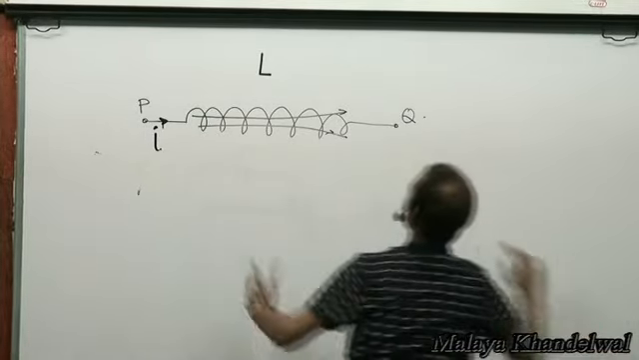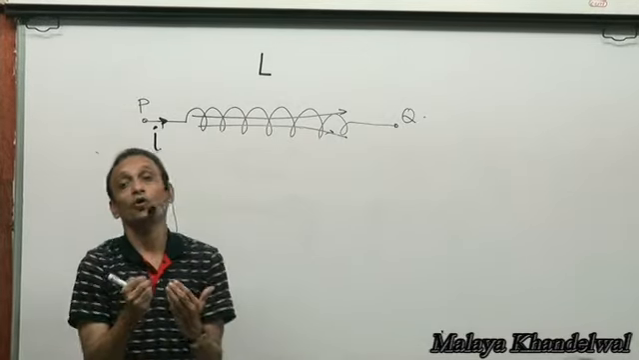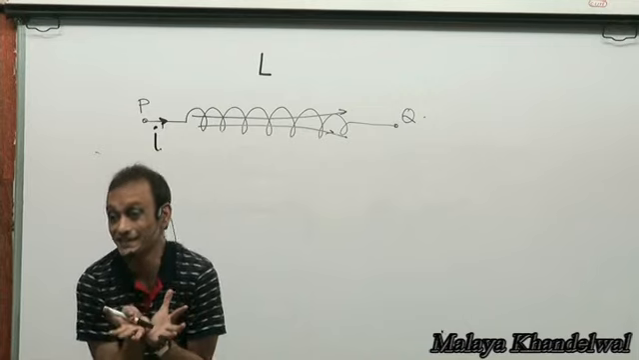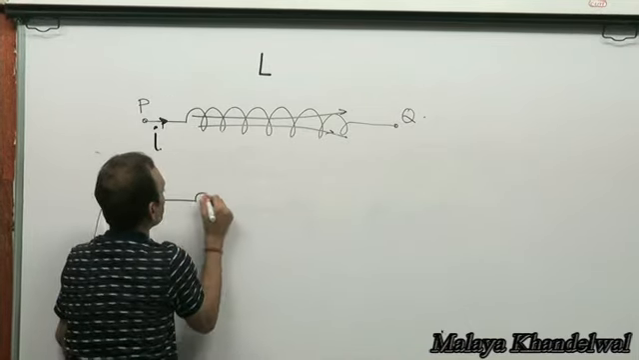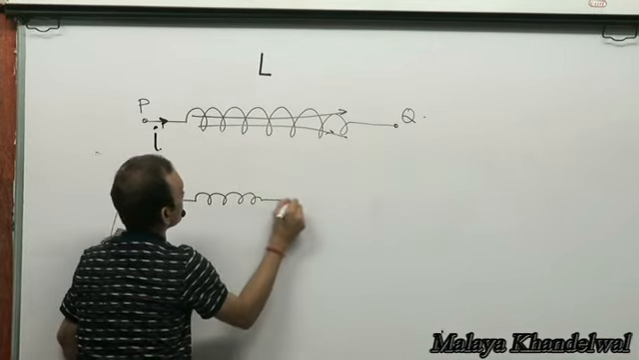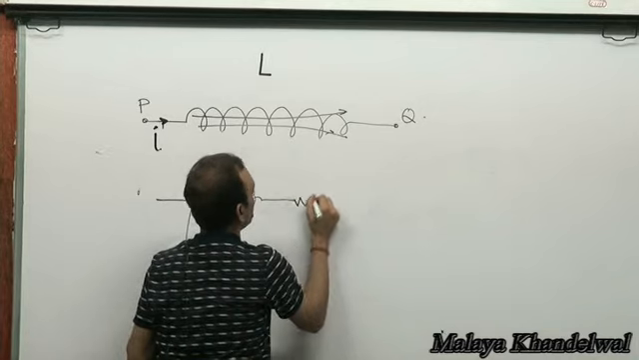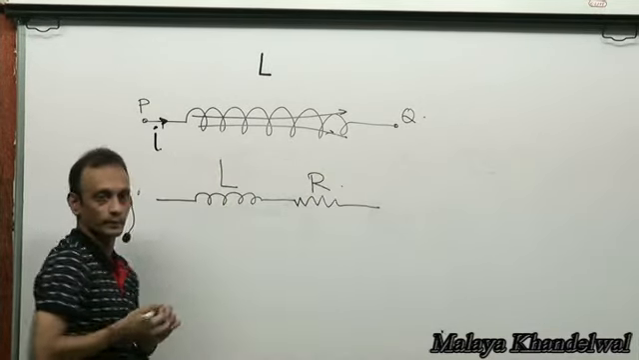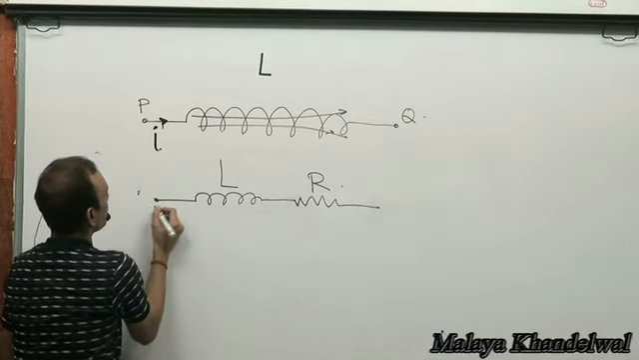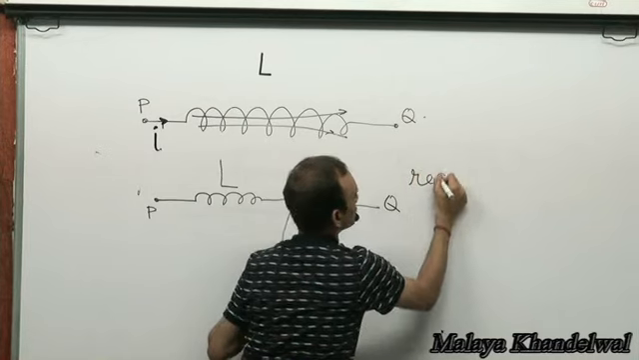Typically, if this is an inductor element, it also has resistance. Essentially, it has two properties then. It has an inductance L and it has a resistance R. This is the equivalent between P and Q. That's a real inductor.